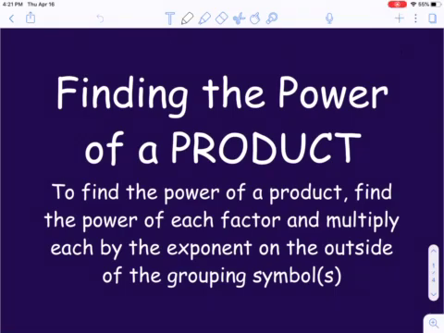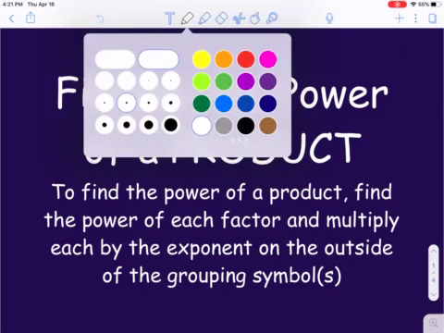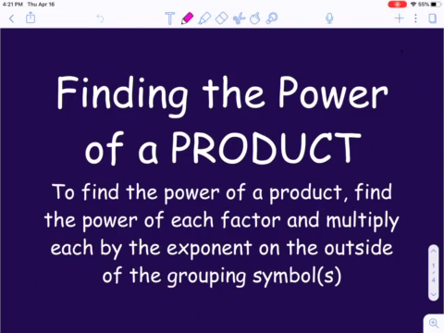All right, everybody, let's do some examples. We are going to find the power of a product. We went over kind of how it comes about and why it works. So just to review that really quick, to find the power of a product, find the power of each factor and multiply each by the exponent on the outside of the grouping symbols, okay?